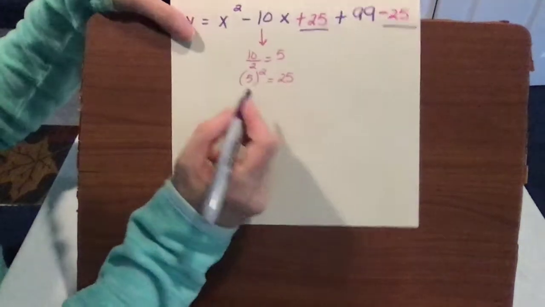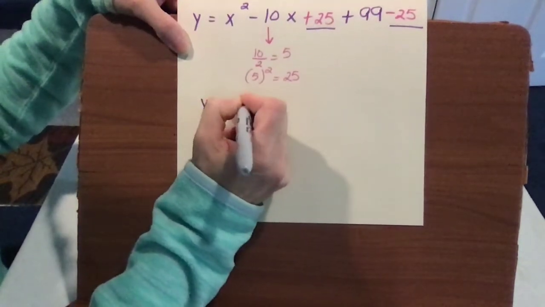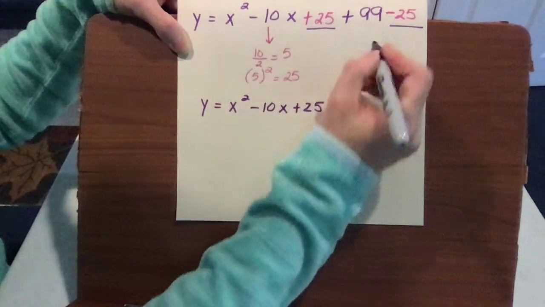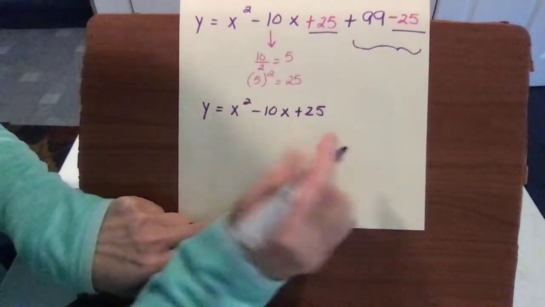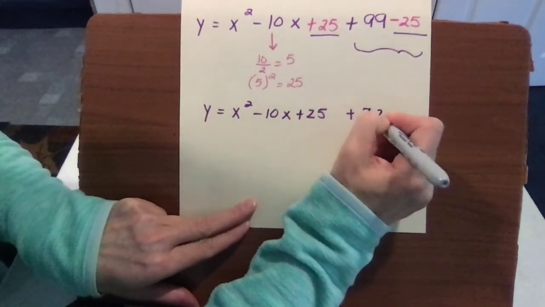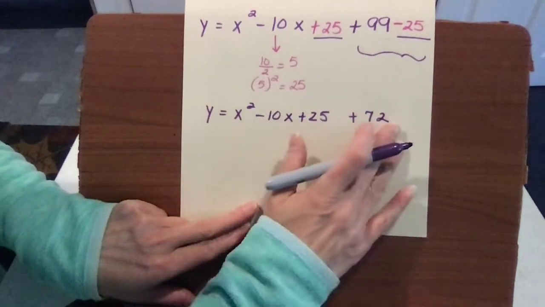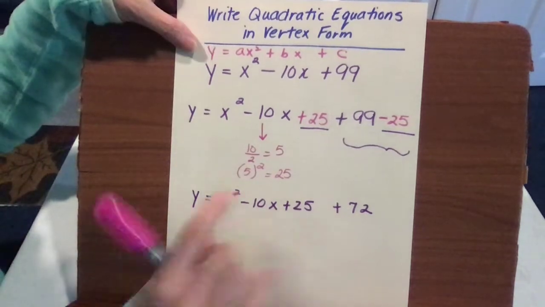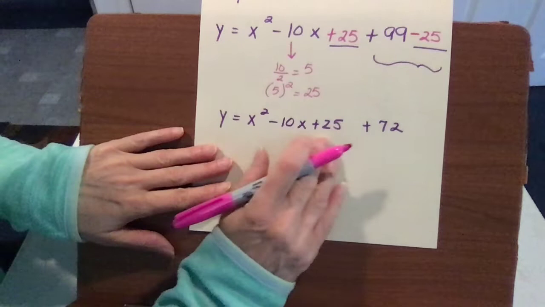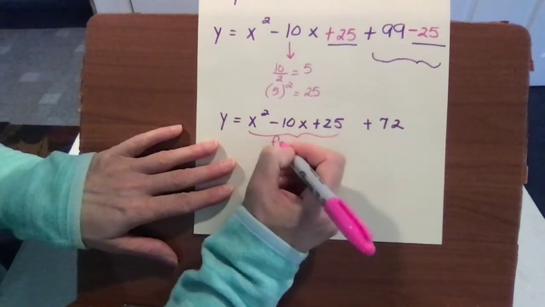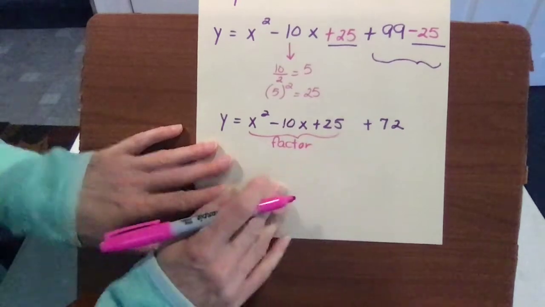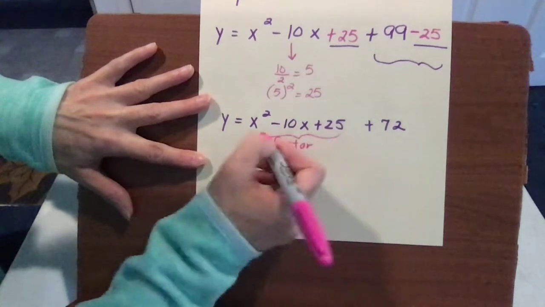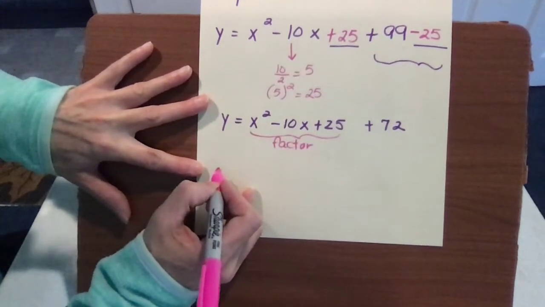So we're going to rewrite our equation here: y equals x squared minus 10x plus 25. We're going to keep that together. And then we take the 99 minus 25, and we get 72. I like to keep it a little separate, because now I can take my trinomial that I completed right here, the x squared minus 10x plus 25, and factor this. You're going to see a neat thing happen with the factorizations, and then you'll be able to do this very quickly, and you'll see why it's called completing the square.